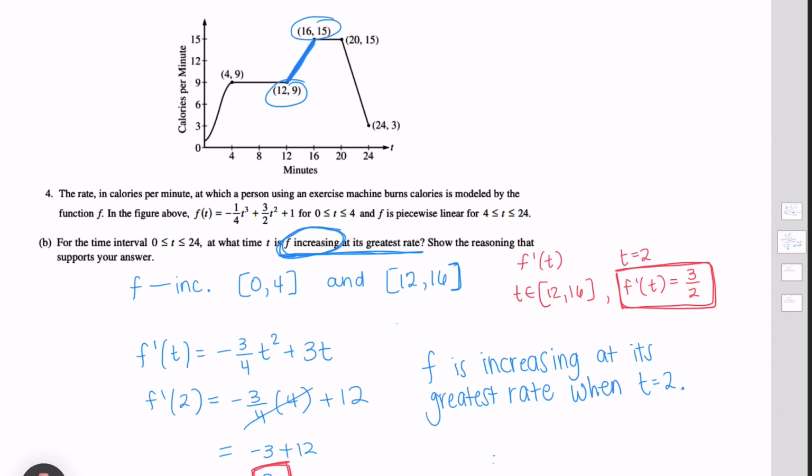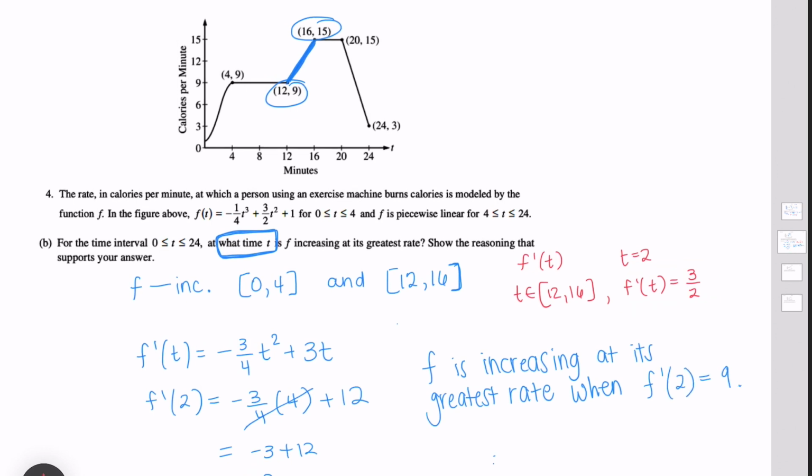Now, notice how the question was phrased. They said, at what time t is f increasing at its greatest rate? So this is enough to answer the question. However, if you want to be safe, just so you don't have to wonder about whether they're asking you for an x value or a y value, a t value or an f value in this case, you can also write your answer as f is increasing at its greatest rate when f prime of 2 is equal to 9. So this would be our final answer.